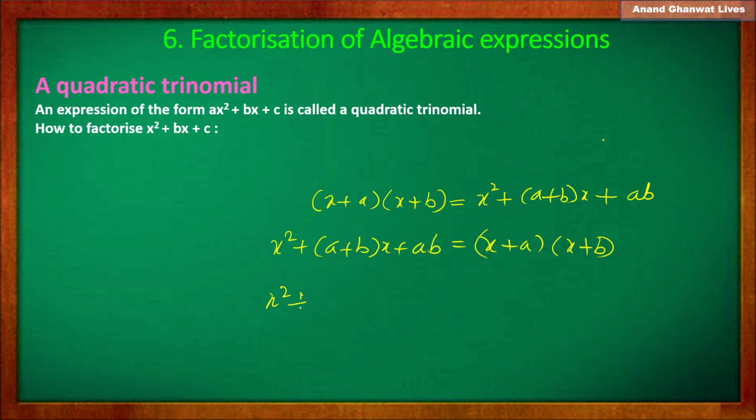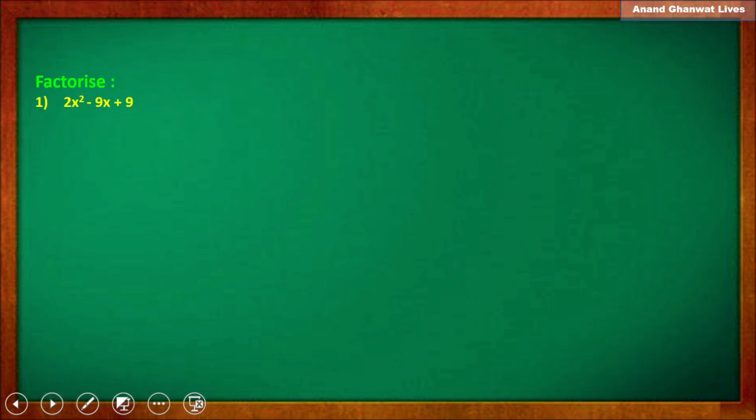Now x square plus bx plus c. Then we have to find factors of c such that its addition is the coefficient of middle term and its multiplication is the constant term, that is third term. Okay, now let us solve some examples. First example, 2x square minus 9x plus 9. Now first term, that is square term, then second term, that is middle term, and third term, that is constant term.